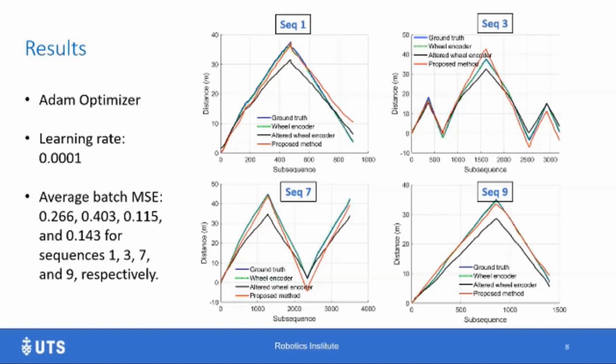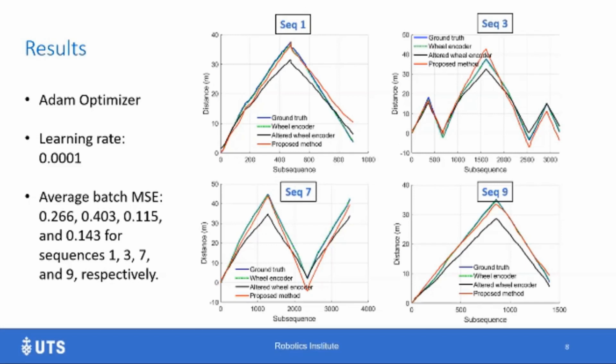The predicted results using the deep learning method were plotted against the ground truth and the wheel encoder odometry, as we can see here in these graphs. So the blue line that you see in the graphs shows the ground truth, and the green line represents the accurate wheel encoder data, while the black line represents the altered wheel encoder, which mimics a more realistic robotic wheel encoder. And the red plot shows the odometry produced using the proposed method.